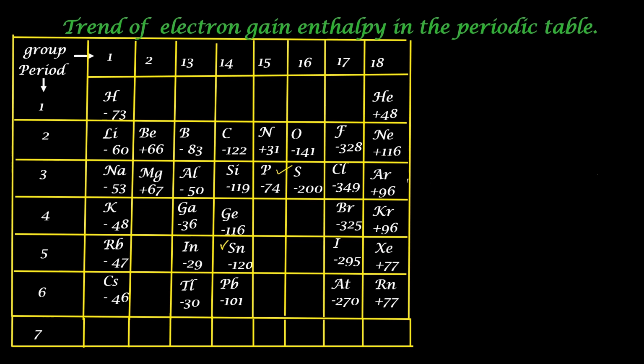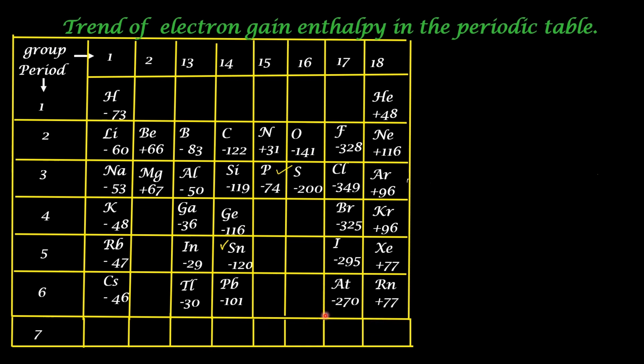Coming to the 18th group, all the elements have positive values of electron gain enthalpy, which suggests that it has a stable structure. The 18th group elements, which are otherwise called inert gases or noble gases, are very less reactive because the outermost shell has the octet structure of electrons. It's supposed to be a stable structure. So energy has to be supplied in order to make them capable of taking in electrons.